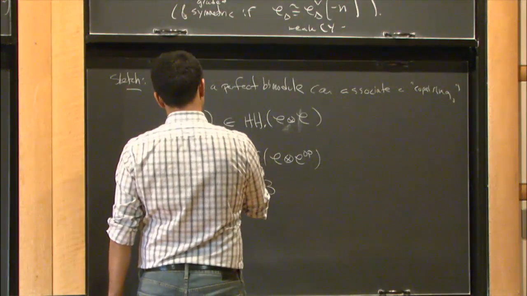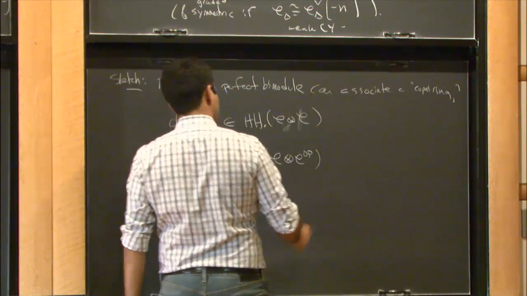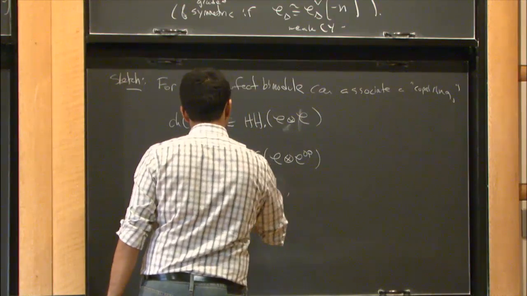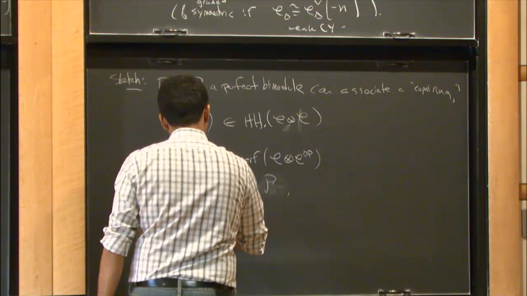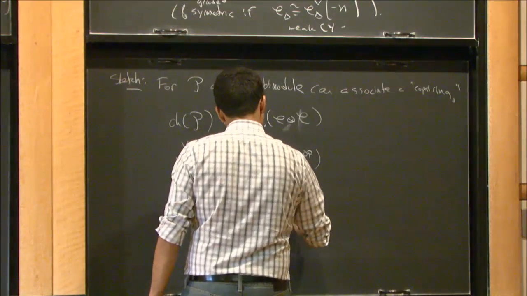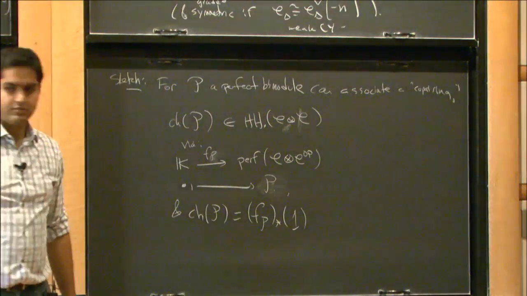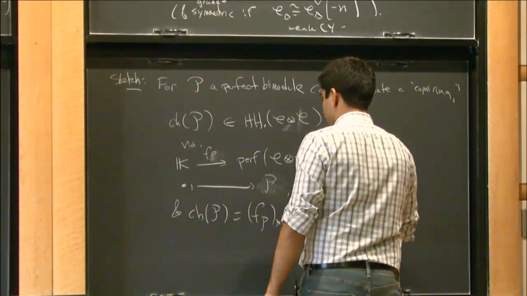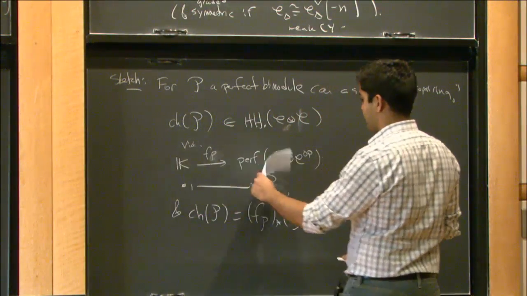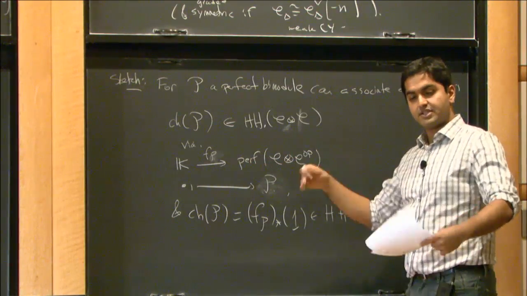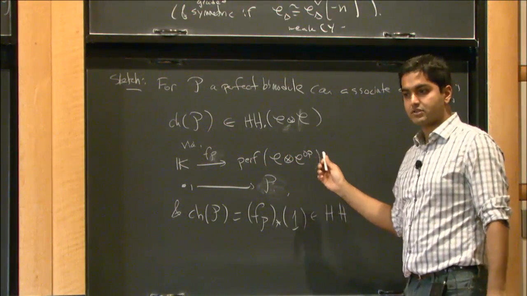I'll call this f sub P. And the Chern character of P is the push forward of the generator 1. So there's a push forward map on Hochschild homologies. And now Hochschild homology of perf of something is Hochschild homology of the tensor product because of Morita invariance.